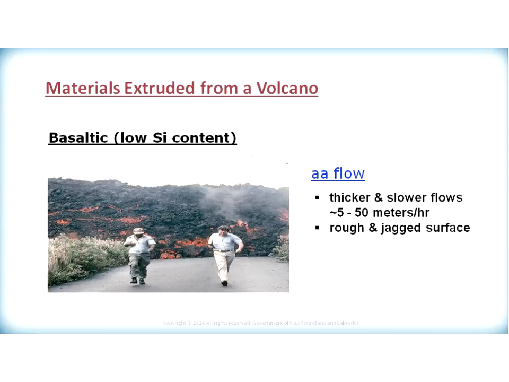In contrast to a Pahoehoe flow, a second type of basaltic lava flow would be an A'a flow. These flows are generally thicker and slower, and they flow at approximately 5 to 50 meters per hour. These magmas are characteristically rough and jagged at the surface, and we can see this type of flow behind the two gentlemen walking down the middle of the road.